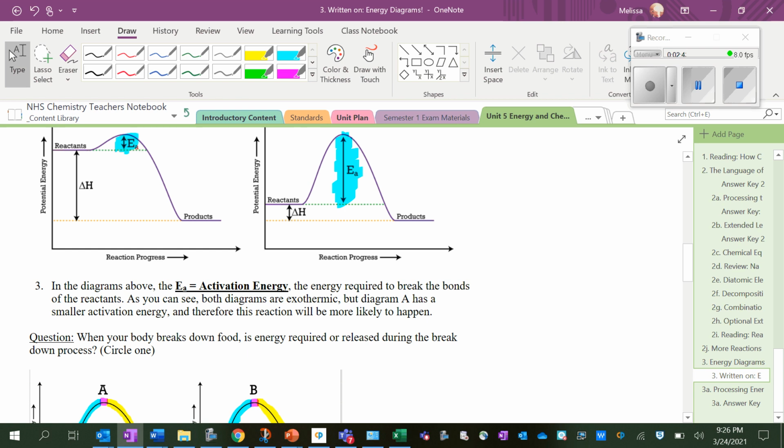When your body breaks down food, is energy required or released during the breakdown process? You need energy to break down the food. It's kind of the opposite. We always say, oh, food gives us energy. But actually, it's a little more complicated than that. First, your body needs to break the bonds of the food, which requires energy. Luckily, overall, it releases energy. So you get that energy back.